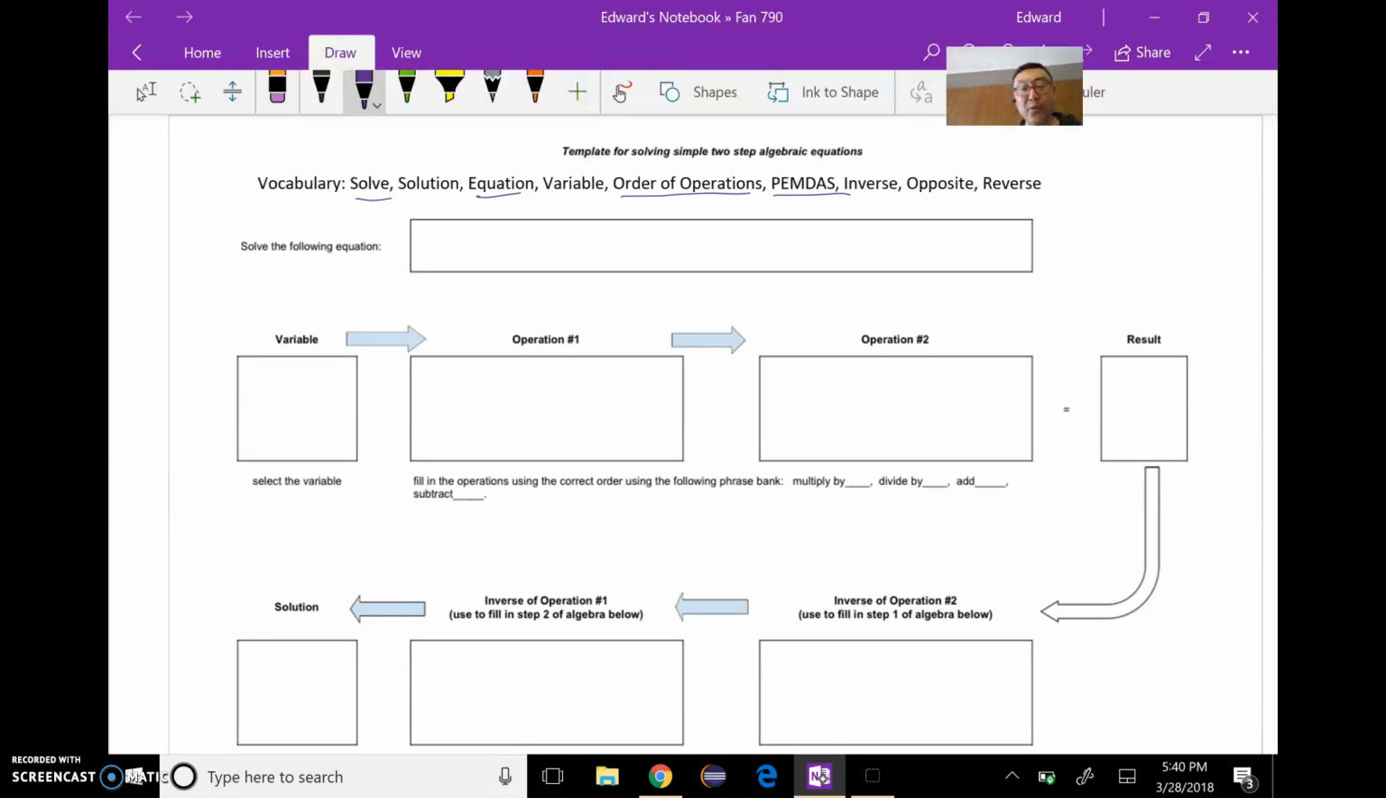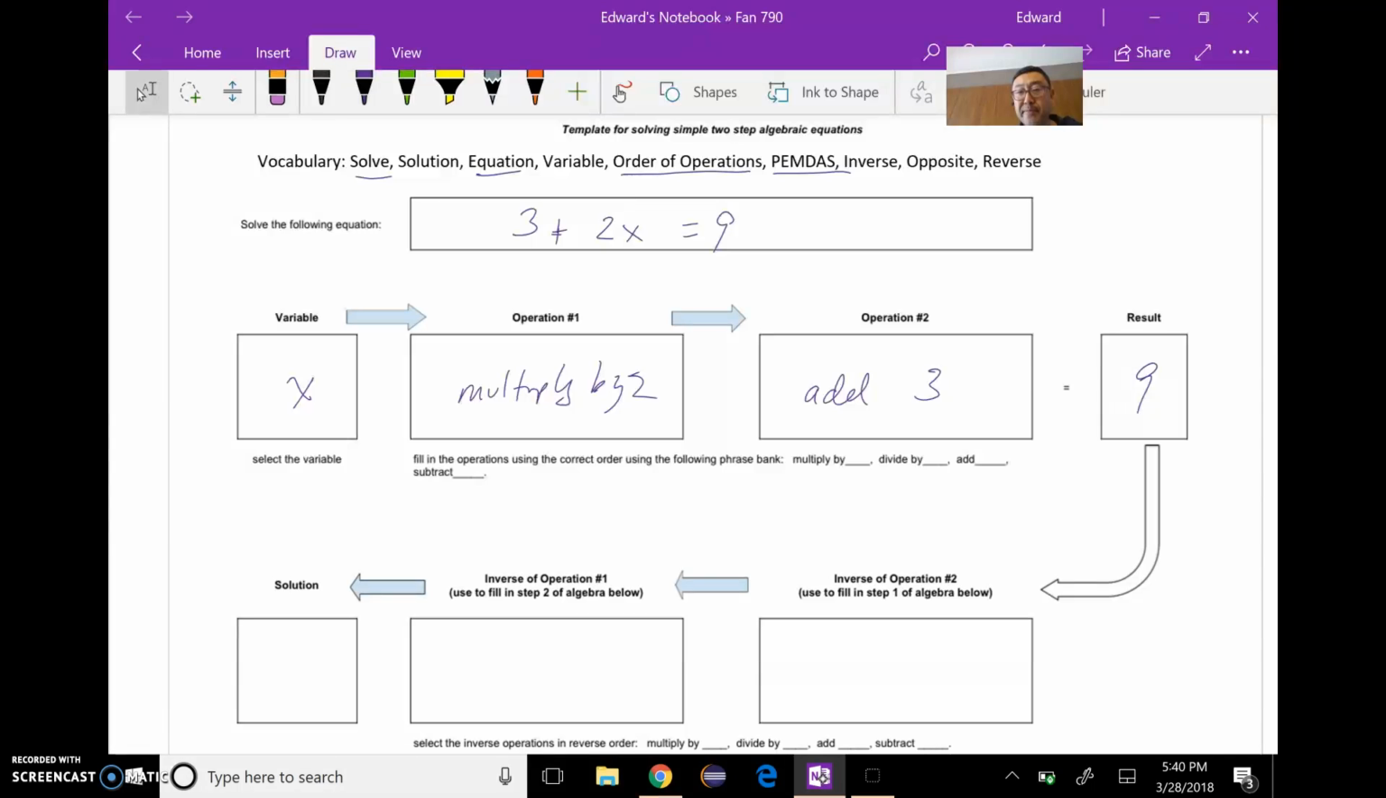So let's just do this really quickly together. If I were to solve this equation, 3 plus 2x equals 9, what is the variable? I say x is the variable. What is the first thing that I'm doing to x? I'm multiplying by 2. Then I'm adding 3 to get to 9. Even though it says 3 plus 2x, we know from PEMDAS that multiplication goes before addition or subtraction. Then we would just follow the flow chart to reverse these things.